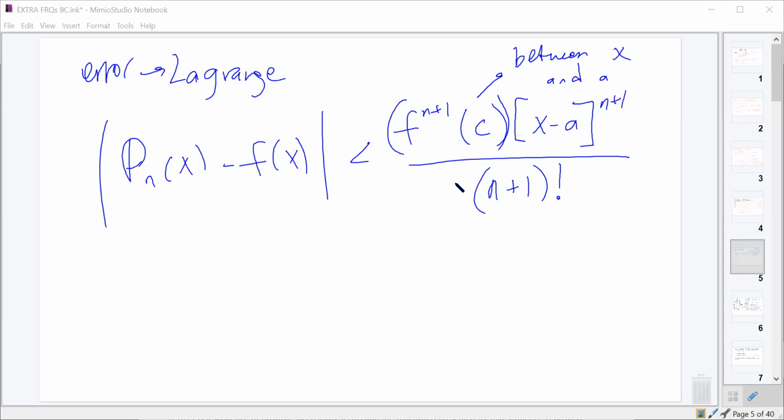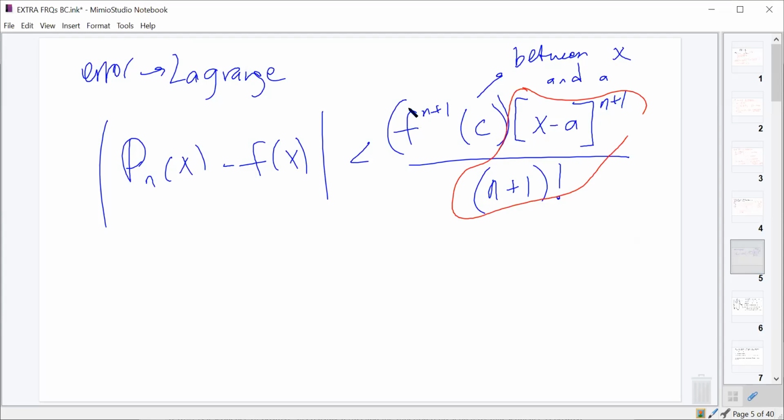Anybody else have any other questions on the Lagrange error bound? The 2 right-hand pieces of this should be pretty easy to figure out. Those are just your x minus a to the next power, and your n plus 1 factorial. The n plus first derivative at c is the piece that's sometimes difficult to find.